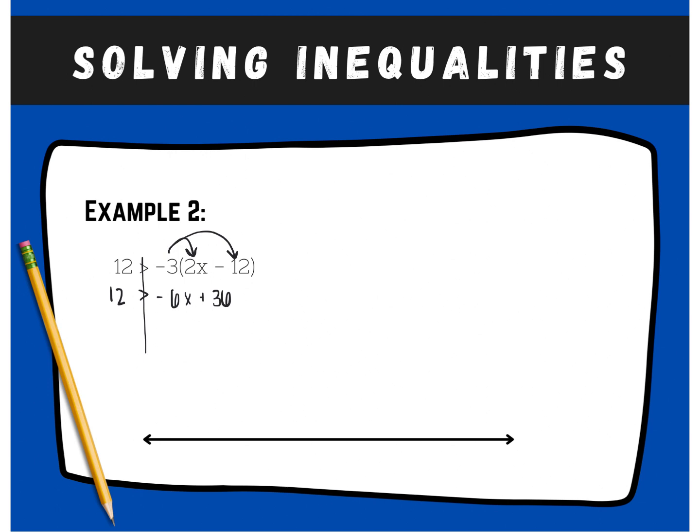I still have 12. Now, if I want to isolate that negative 6x, I'll need to subtract 36 from both sides. On the right-hand side, I have just negative 6x. On the left-hand side, I'll have negative 24. And because I have not multiplied or divided by a negative yet, I'm still going to keep my symbol as a greater than symbol. But at this point, I need to get x all the way by itself, and I need to divide by negative 6.